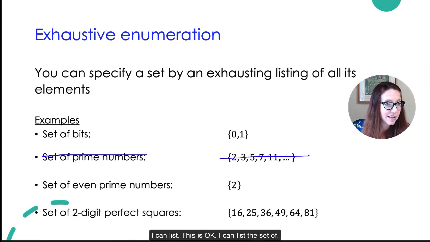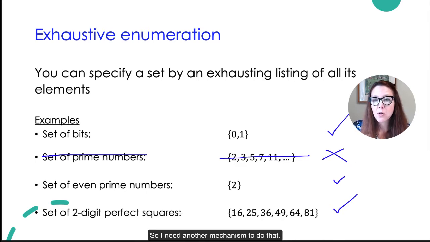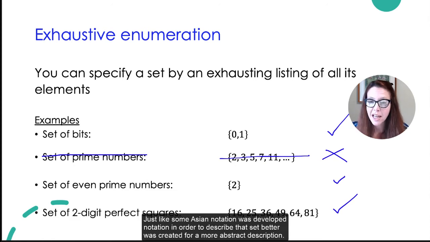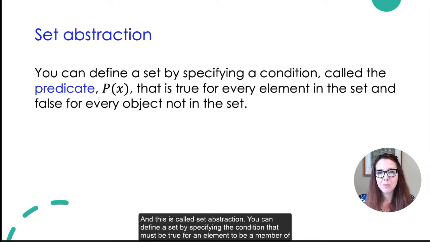I can list, this is okay. I can list the set of even prime numbers. I can list the set of bits. I can list the two-digit perfect squares, but I can't give you an exhaustive list of the set of prime numbers. So I need another mechanism to do that. Just like summation notation was developed, notation in order to describe that set better was created for a more abstract description. And this is called set abstraction.